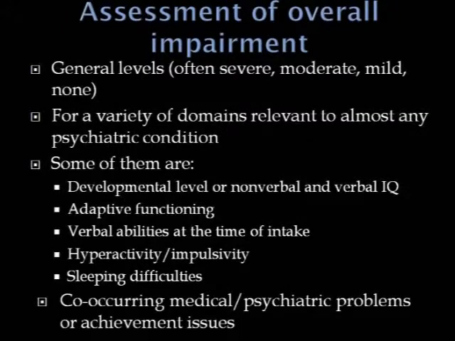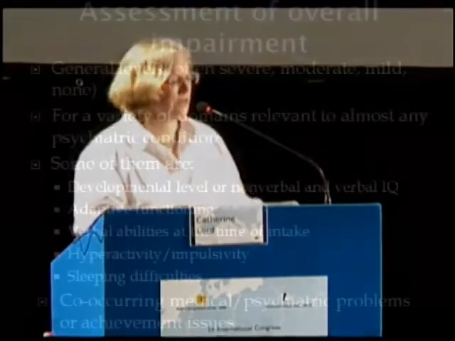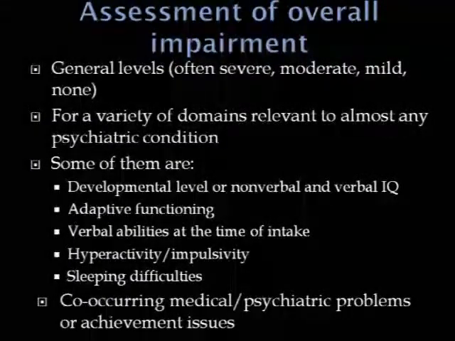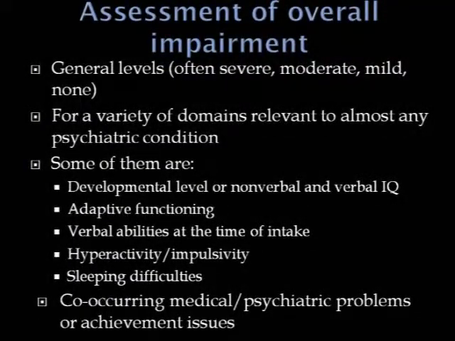So there are a list of various factors that contribute to impairment in any kind of psychological or psychiatric disorder. So difficulties in developmental level, adaptive functioning, language level, hyperactivity, sleeping problems. All of those things are considered, as well as co-occurring medical or psychiatric disorders, depression or anxiety. And then you take that, as well as the specific impairment in ASD, and use that to discuss how much difficulty this person is having.